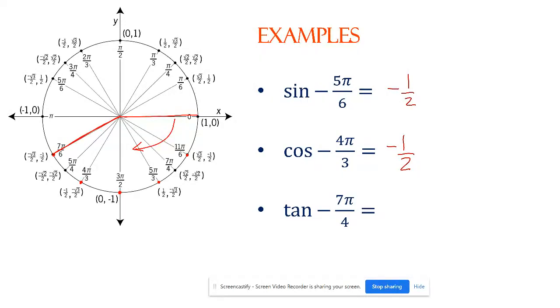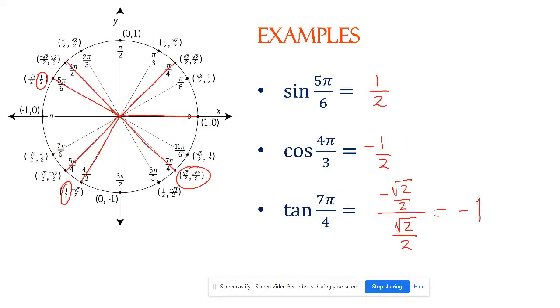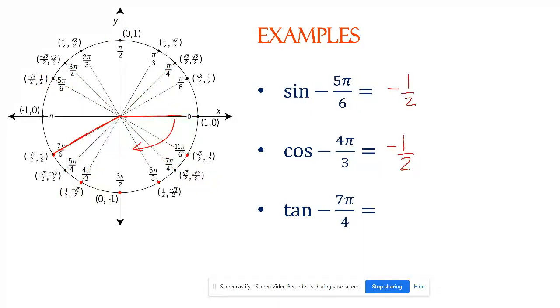Now tangent, when we did tangent of positive 7 pi over 4, we got negative 1. And remember, the tangent rule is you change the sign, you make it negative, just like you do on the sine. So for tangent of negative 7 pi over 4, we're going to take that negative 1 we got, and we're going to make it negative. And when we have a double negative, that becomes positive 1.